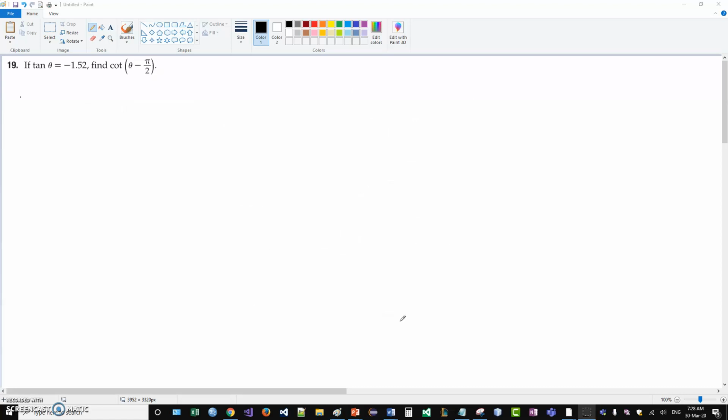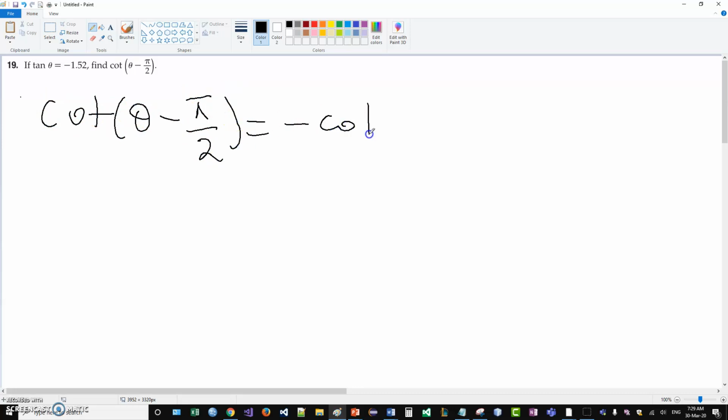Alright, last one for today, number 19. If tangent theta equals minus 1.52, find cotangent theta minus pi over 2. Now, cotangent is an odd function, which means that cotangent theta minus pi over 2 equals minus cotangent pi over 2 minus theta.